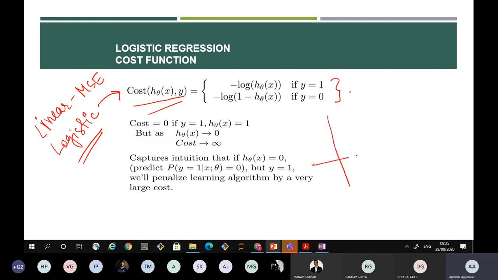This function behaves something like this, I'll draw it. Something like this. So log, we know that the log graph is something like this. This point is 1 and this point is 0. We are only interested in between 0 and 1. So this is h theta x. We know that our h theta x is from 0 to 1.